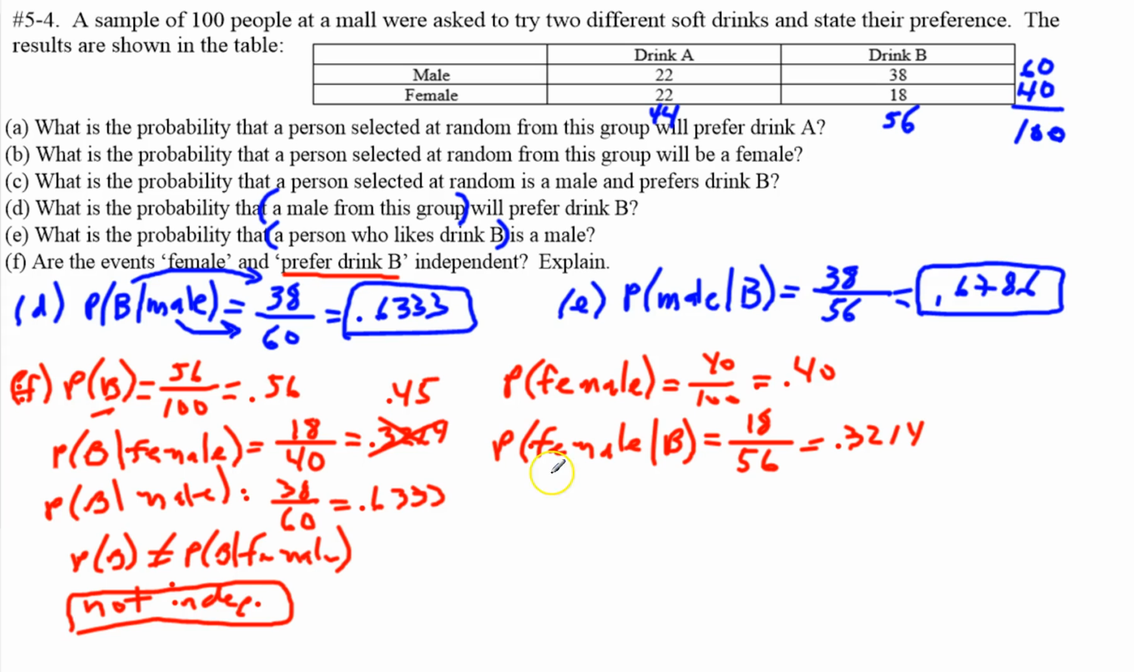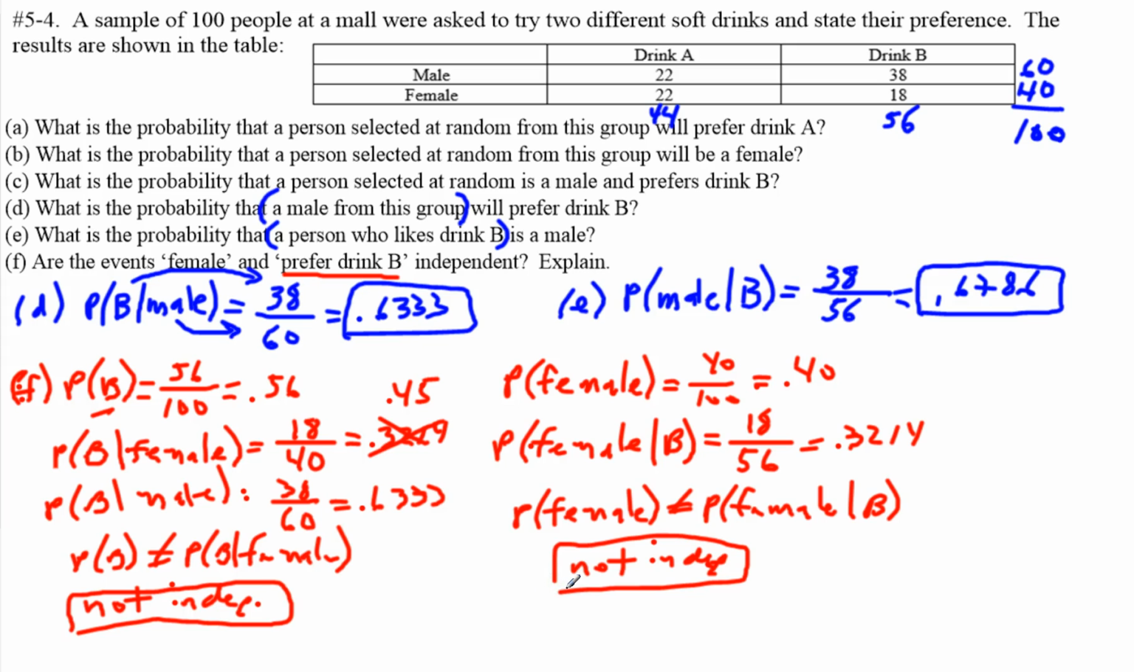Okay, so here, the probability of female, given that you like drink B, is only 32%. And since 40% and 32% are not the same, since the probability of being female regardless of what you like to drink is not the same as the probability of being female given that you like drink B, it means that being female and preferring drink B are not independent. Right? So I think using one of those two methods there is the best way to check it.